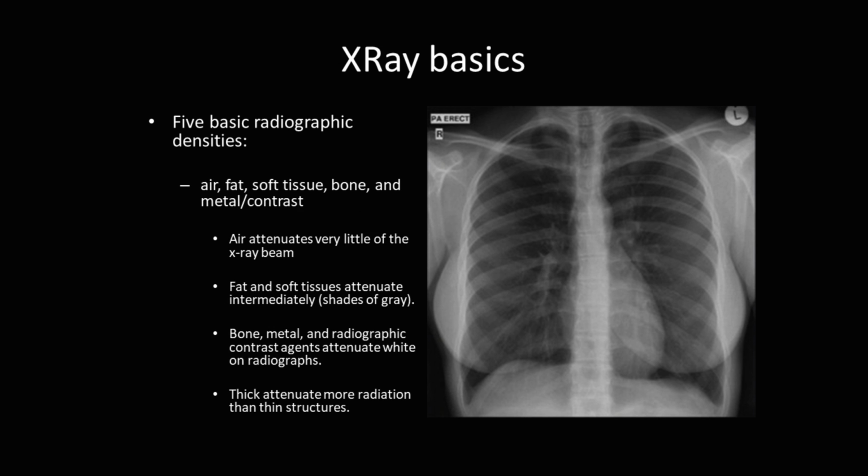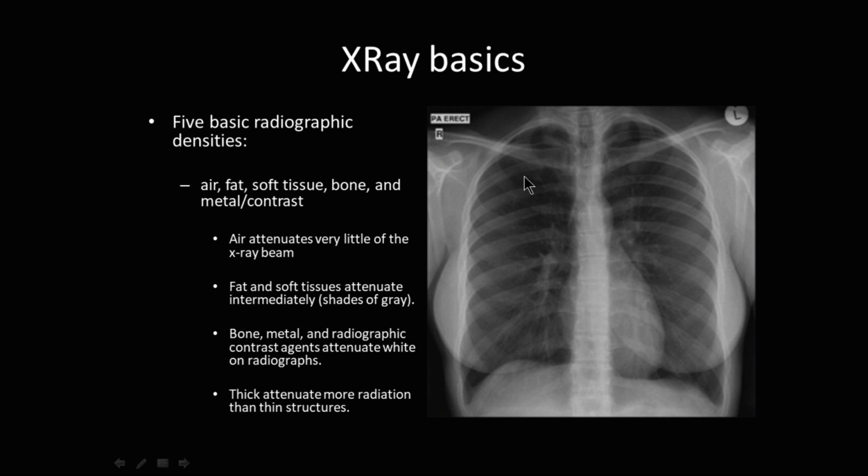So x-ray basics, the 5 basic radiographic densities. When you're looking at a chest x-ray, you'll be able to see air, fat, soft tissue, bone, and metal in contrast. So first, air attenuates very little of the x-ray beam. Attenuation of the beam essentially means whether or not it's absorbed or diffracted back towards the source, or whether it's absorbed by the cassette. So air will allow the beam to go through completely.